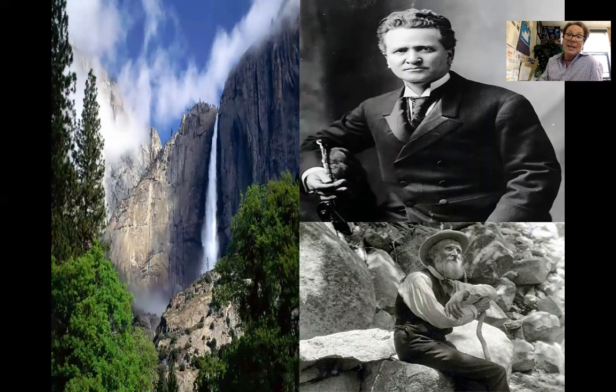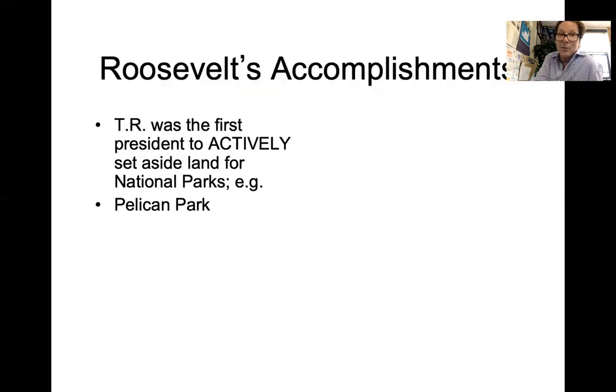Theodore Roosevelt, in 8 years as president of the United States of America, set aside over 150 million acres of land for national parks, like Yosemite National Park. Muir Woods, which was named after John Muir, up north of San Francisco. This is all because of Theodore Roosevelt.